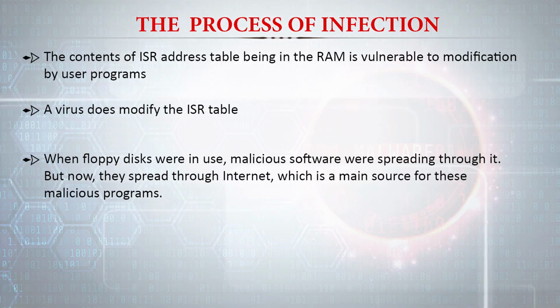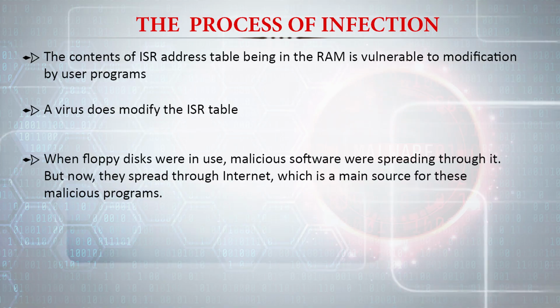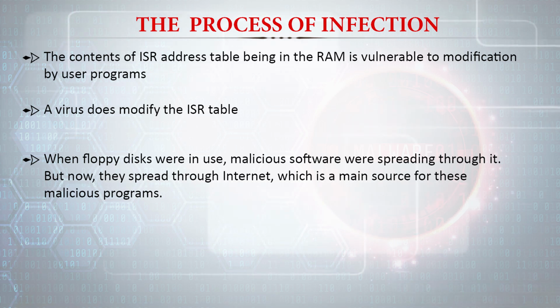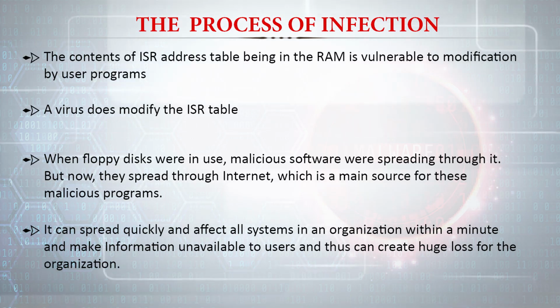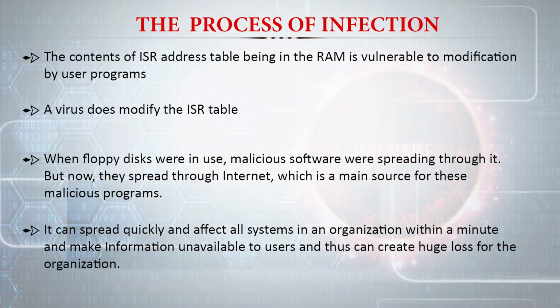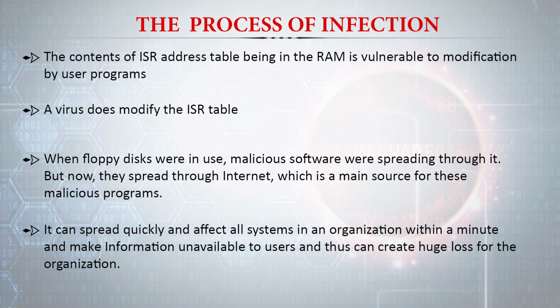Malicious software used to spread through corrupted floppy disks, but now it spreads through the internet, which is the main source for malicious programs. It can spread quickly, affect all the systems in an organization within a minute, and make information vulnerable. This can create a huge loss for organizations now. A software vulnerability is an aspect of a computer system that allows for breaches in the security policy, as already discussed, often caused by software bugs. So we'll try to find some reasons now: what kinds of problems, what are the features, or basically what are the reasons caused by software bugs.